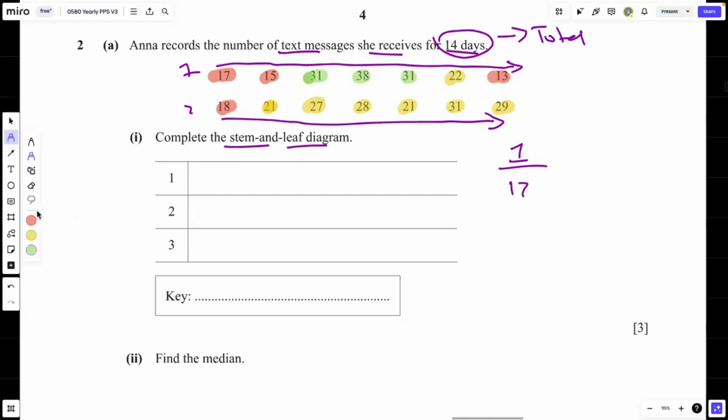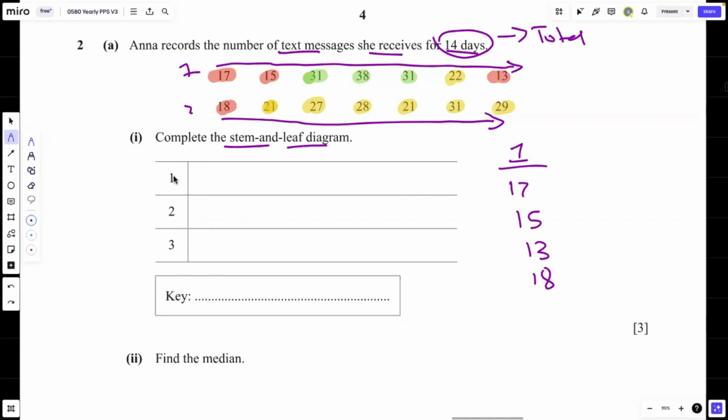And now you could have just written this here instead of using a highlighter. Obviously, you won't have a highlighter, so you can just write down the numbers here and then arrange them. Like for example, if I do this for the line of 1, for the stem of 1, it would be 17, 15, 13, 18. Now I can arrange them up.